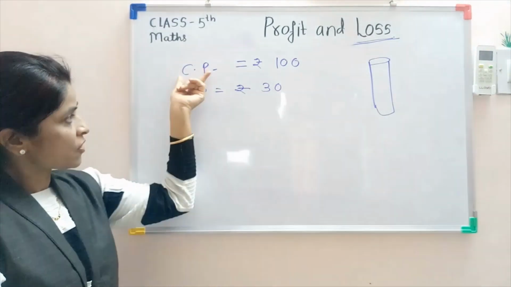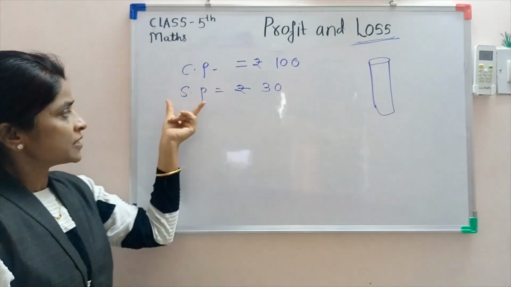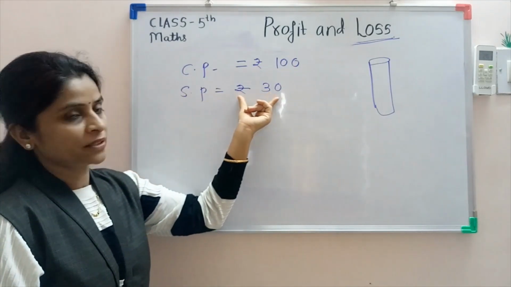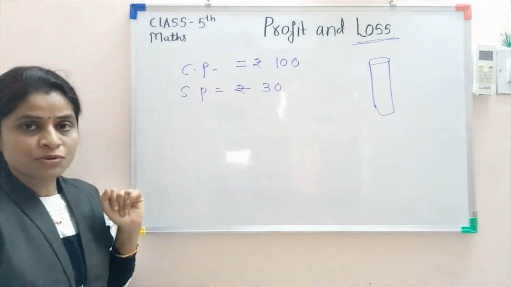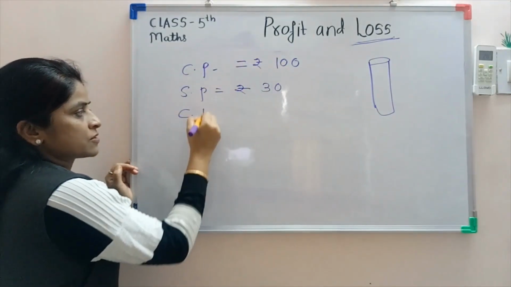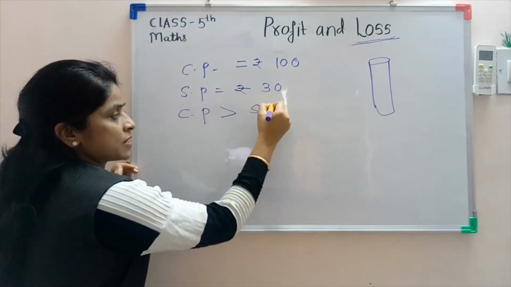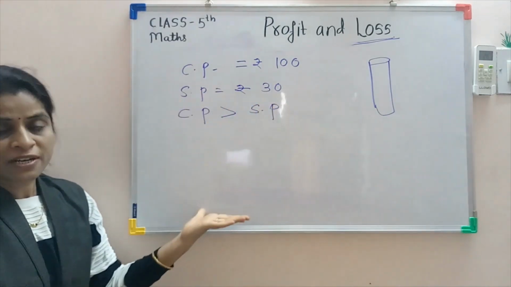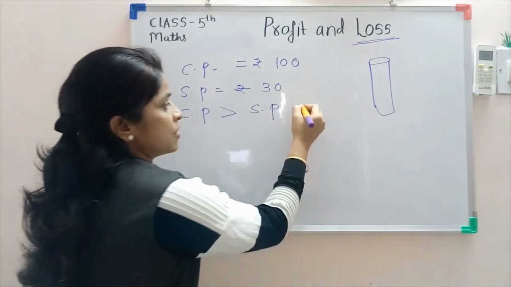See student, cost price is rupees 100 and the selling price is rupees 30. As we know, here the cost price is greater than the selling price. See, what will be there then? There is loss.